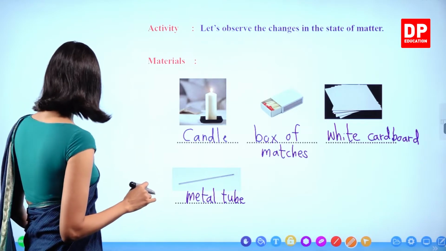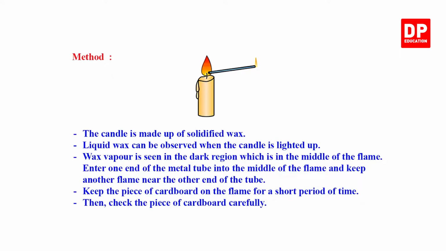How to do this activity? So look at the diagram. The candle is made up of solidified wax. Liquid wax can be observed when the candle is lighted up. You all can see when we light up the candle, the wax starts to melt. The solid wax starts to melt, and this is liquid wax. Okay? Wax vapor is seen in the dark region which is in the middle of the flame.